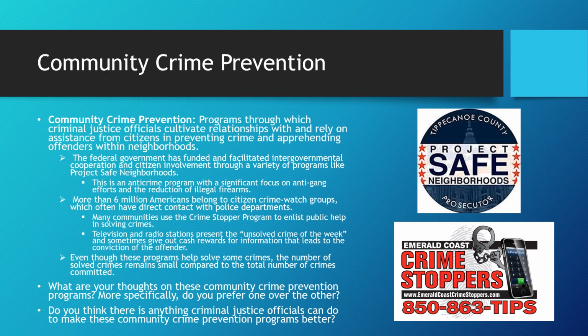Community crime prevention is described as programs through which criminal justice officials cultivate relationships with and rely on assistance from citizens in preventing crime and apprehending offenders within neighborhoods. The federal government has funded and facilitated intergovernmental cooperation and citizen involvement through a variety of programs like Project Safe Neighborhoods. This is an anti-crime program with a significant focus on anti-gang efforts and the reduction of illegal firearms.